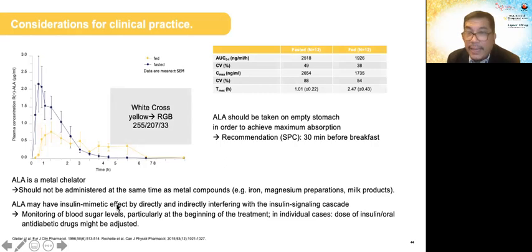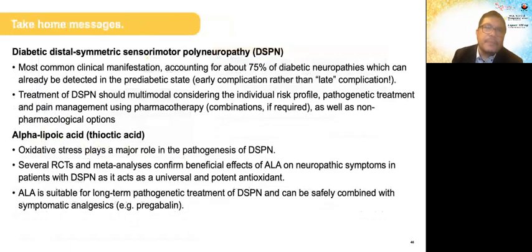So insulin mimetic, it can produce a reduction in blood sugar. So monitoring of blood sugar, particularly at the beginning of treatment, is important. The dose of insulin or oral anti-diabetic drugs might be adjusted because of this additional effect of your alpha-lipoic acid.